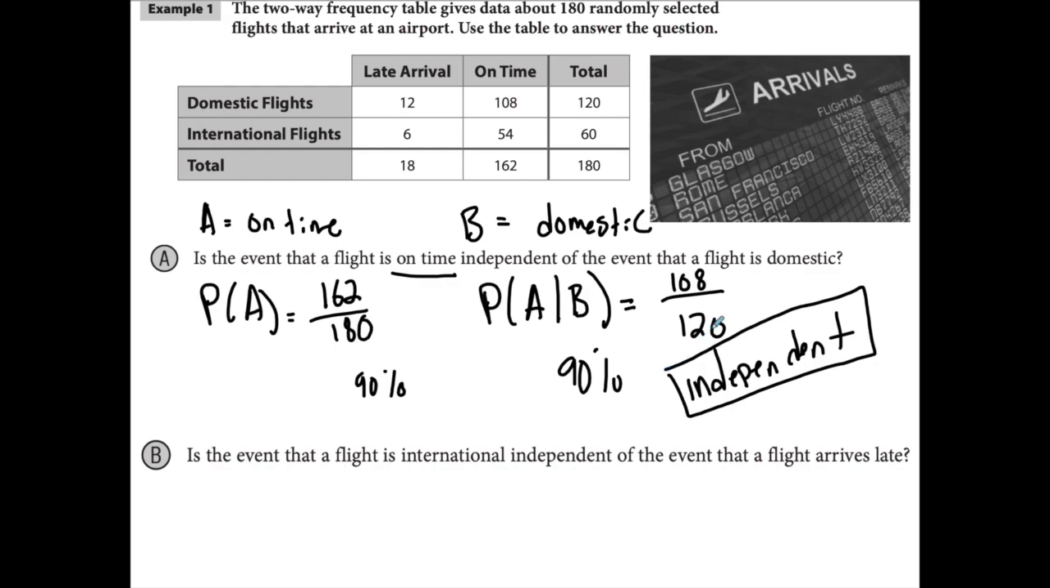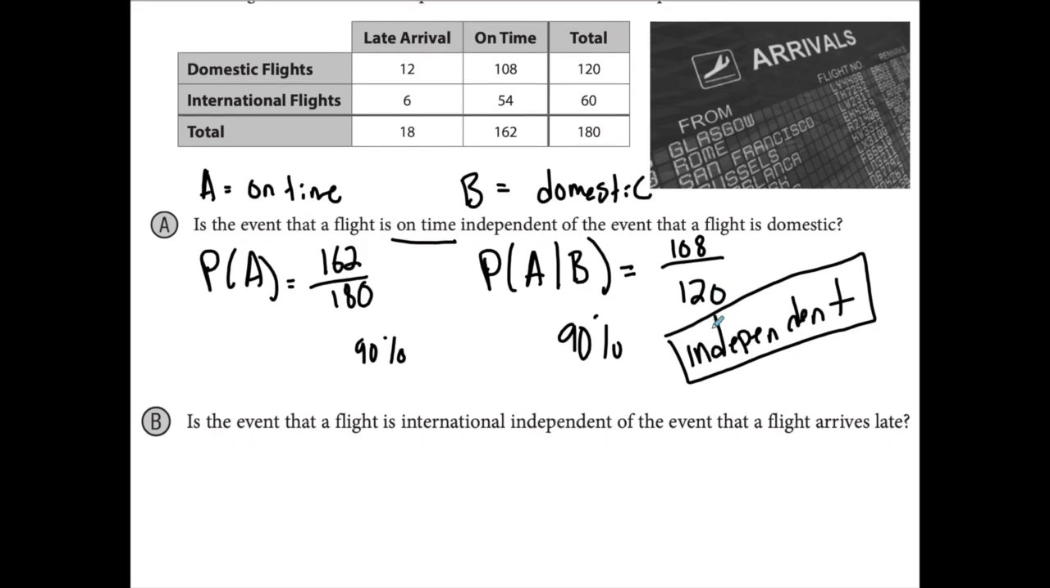Okay, part B. Is the event that a flight is international independent of the event that a flight arrives late? So does one thing relate to the other? So let's take a look. If you think about it, is one thing causing the probability of the other to change? That's an interesting question. Let C be the event that we're international. Let D be the event that we are late.